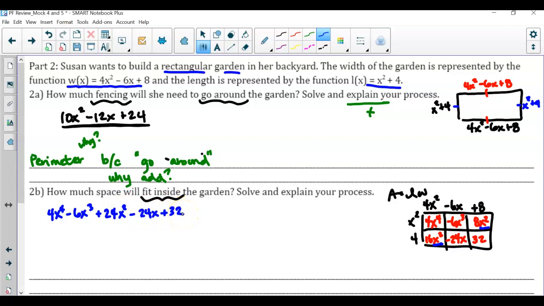So again, we need to solve but also explain. So don't just say that we multiplied, right? Why did you multiply? Because this is an area problem. But why is this an area problem? Because now it talked about how much can we fit inside. So again, notice how we're not just saying I multiplied. Why did you multiply? Because this was area. How do we know that this was area? Because it talks about how much space could fit inside of the garden.